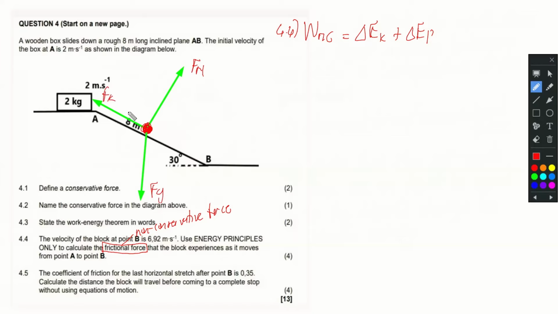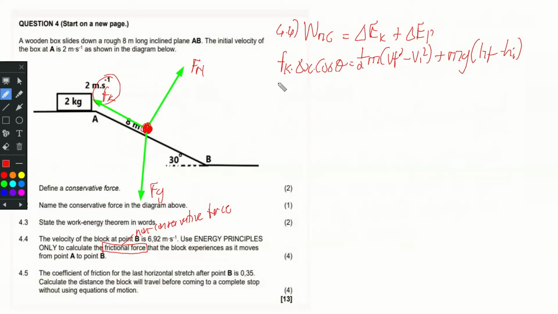So this is FK. And now from here, I can identify that FK is the only non-conservative force. That means I can replace this by work done by FK, which will break down to FK delta x cos theta, is equal to half m (vf squared minus vi squared) plus mg (height final minus height initial).